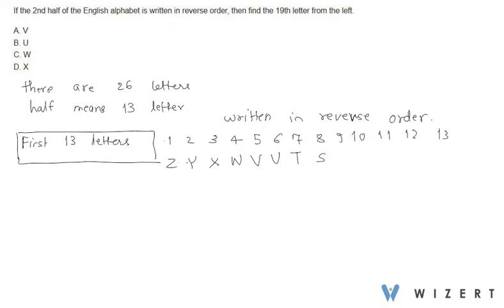Let's remove over here. So 19th letter from the left will be, let's see, there are first 13 letters over here. So this will be 14th letter. This 15th, 16th, 17th, 18th and 19th. So 19th letter from left will be U. So answer is option B.